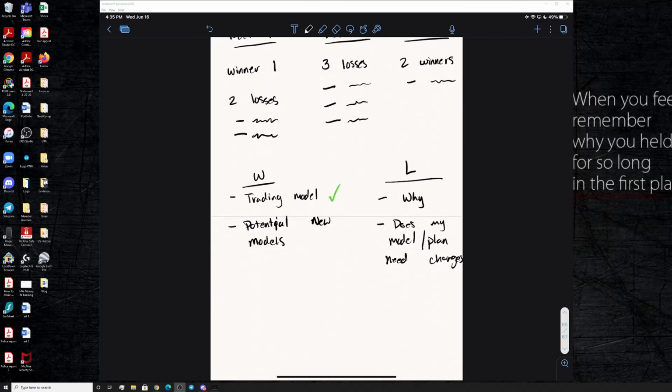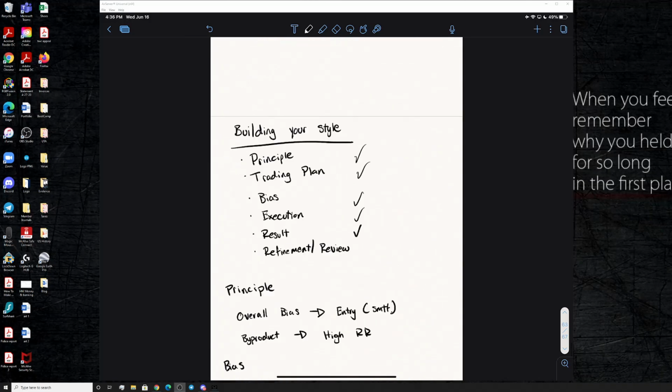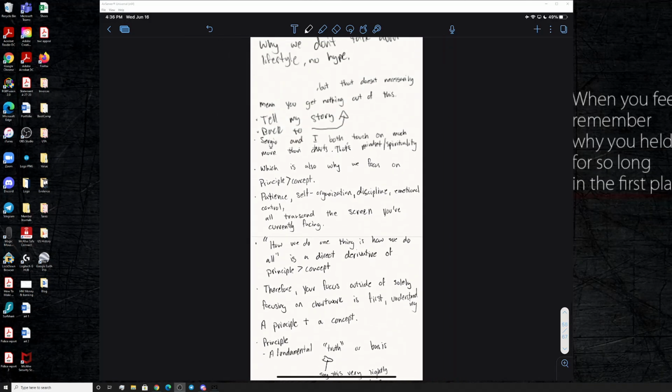So I hope this overall bigger picture gives you a type of rubric, not necessarily a rubric, but a blueprint, that can help you build what it is that your style is.